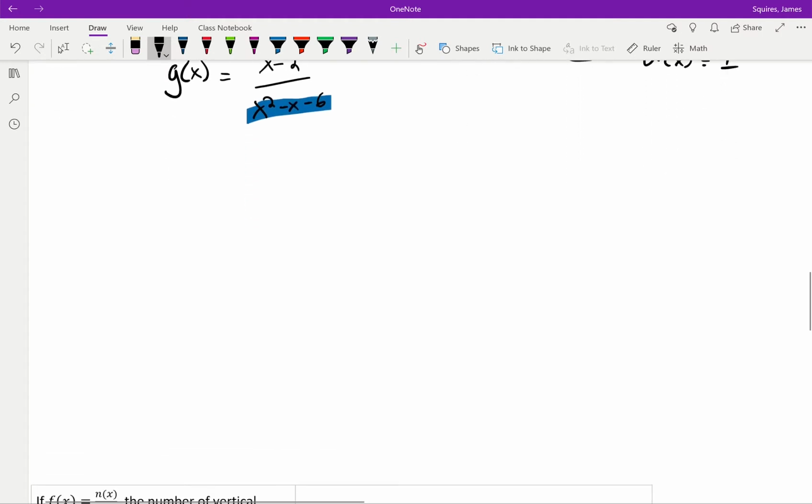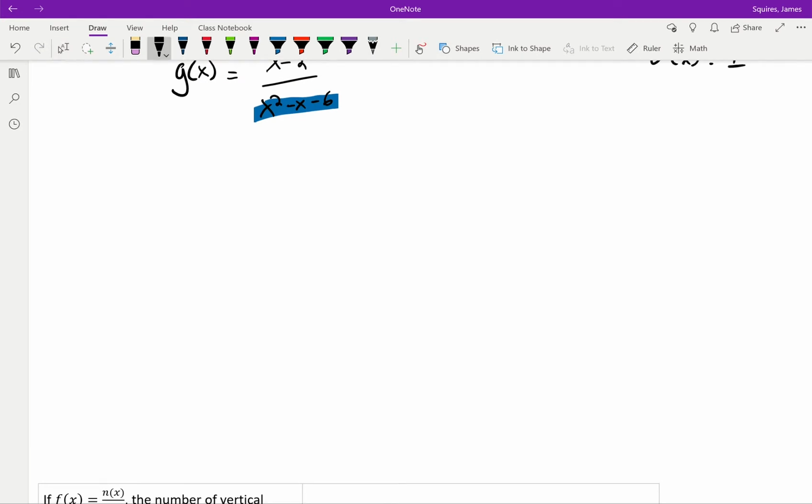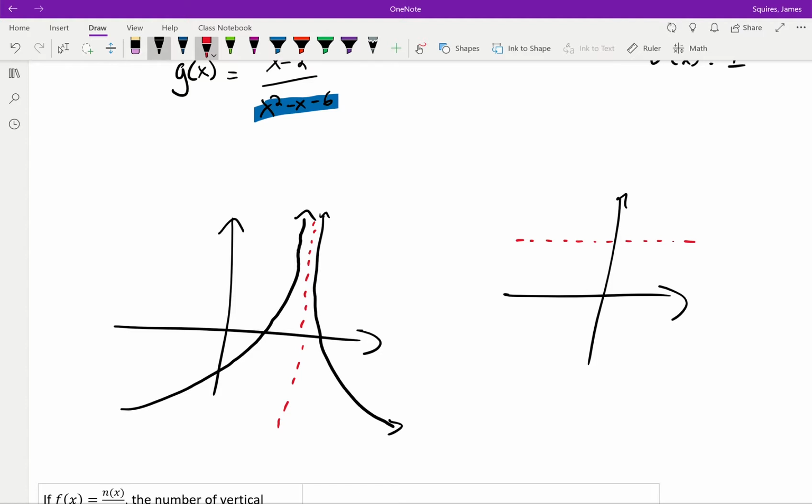Alright, so let's talk about the concept of asymptotes. A vertical asymptote will be a vertical line somewhere where our function would approach that vertical line but never touch it. So that is a property of vertical asymptotes. Our function approaches it but never is equal to it. Same thing with a horizontal asymptote. It will be some horizontal line where a function may approach it but never equal it.